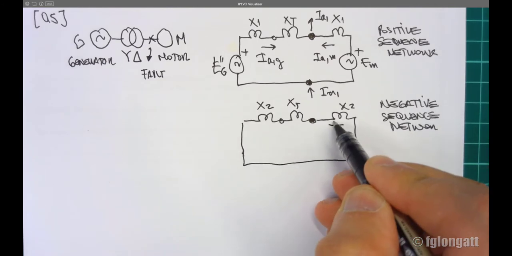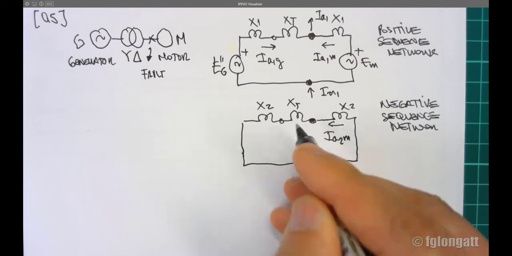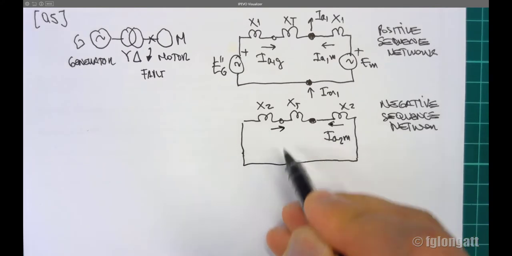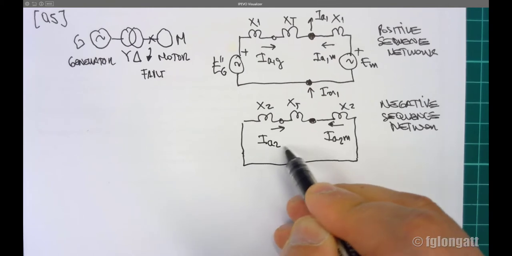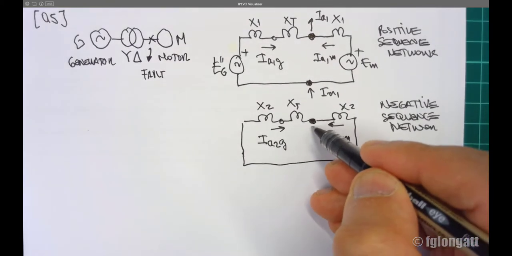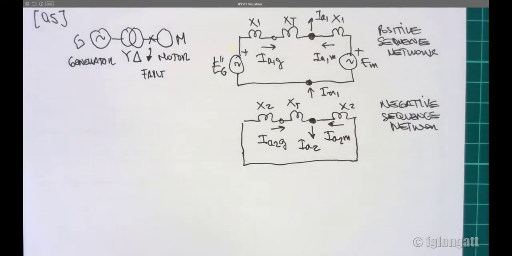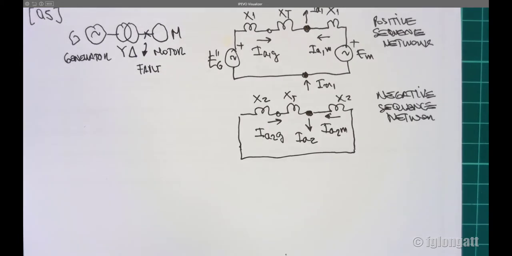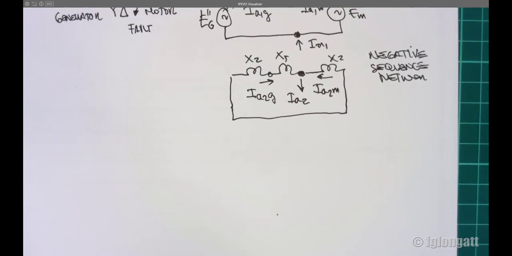During the fault condition, this is the negative sequence contribution coming from the motor, and this is the negative sequence contribution coming from the generator, okay? Both of them sum here, and the current that is going out is the negative sequence current, okay? Then we can describe the zero sequence model, okay?